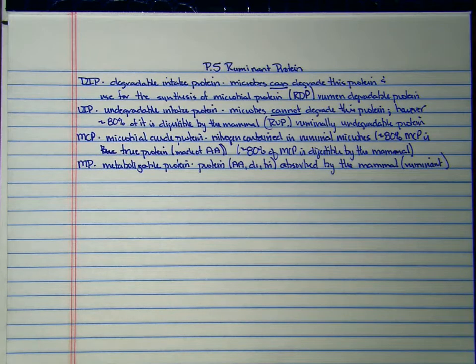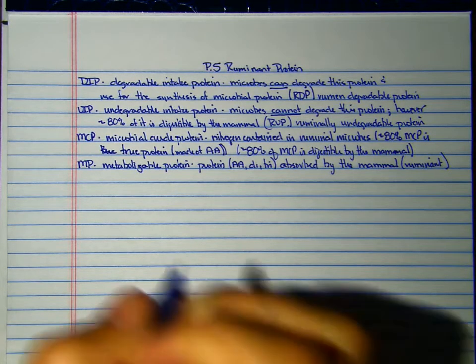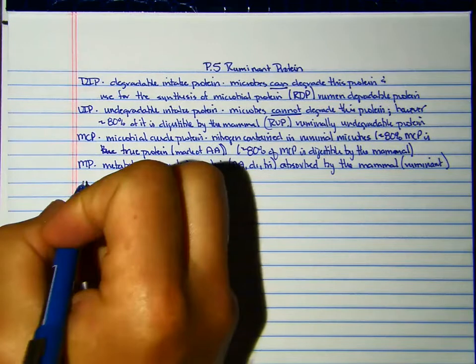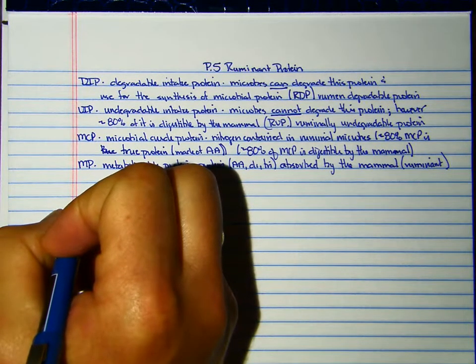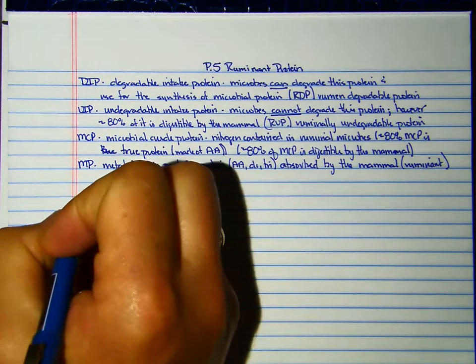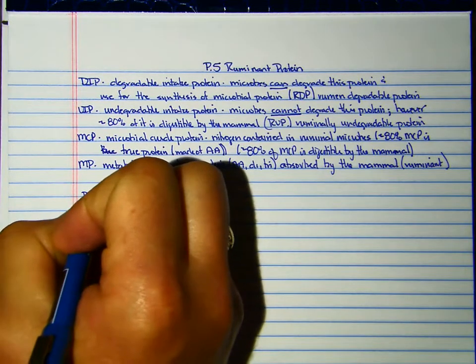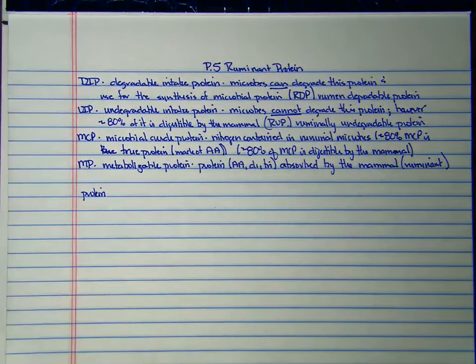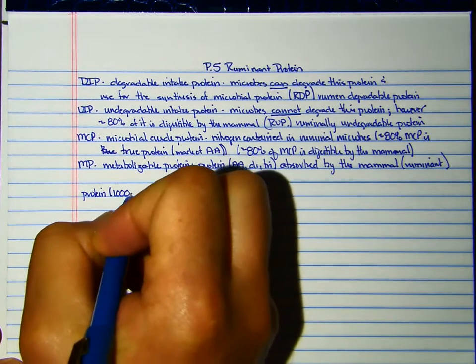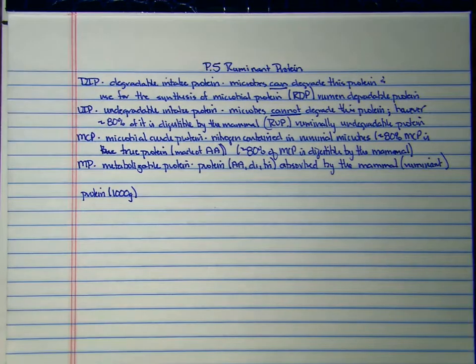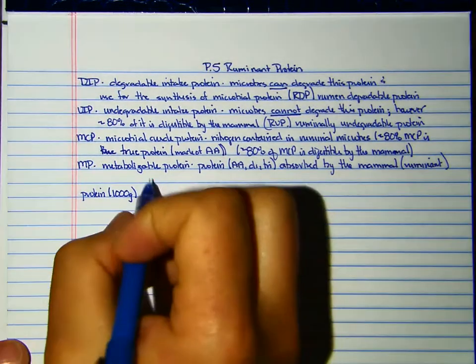Okay. If I feed protein to an animal, that protein is going to be divided into two fractions. Say we feed 1,000 grams of protein. We're using 1,000 because it works well. I feed 1,000 grams of protein.